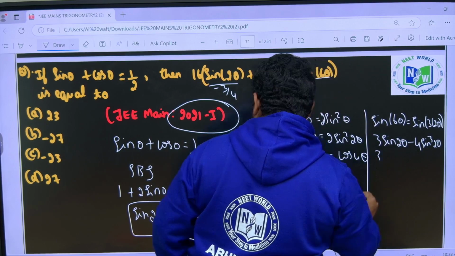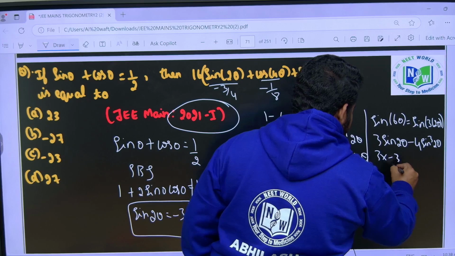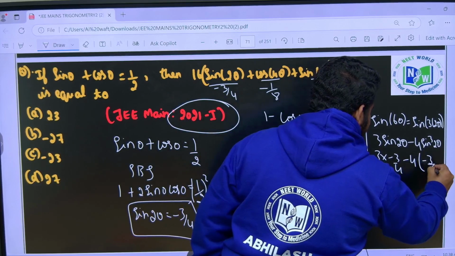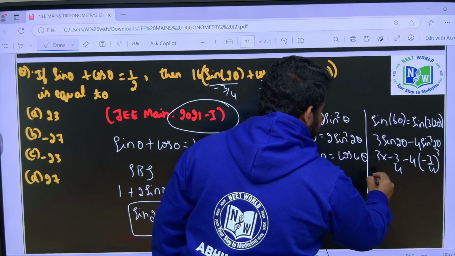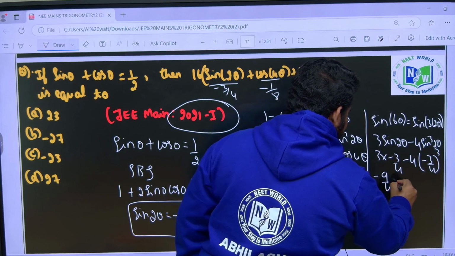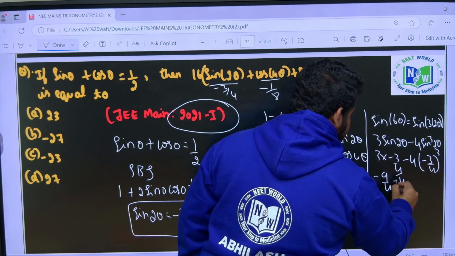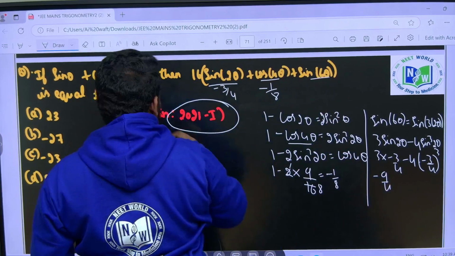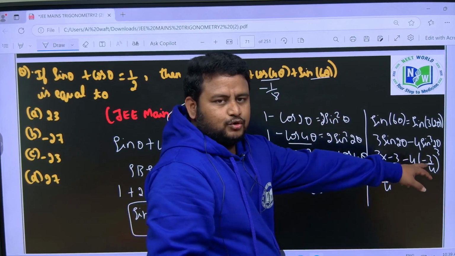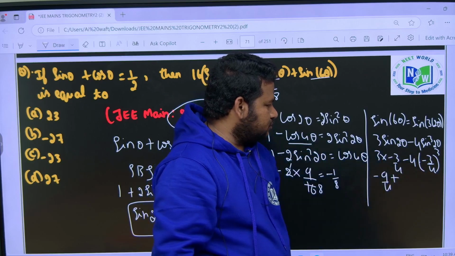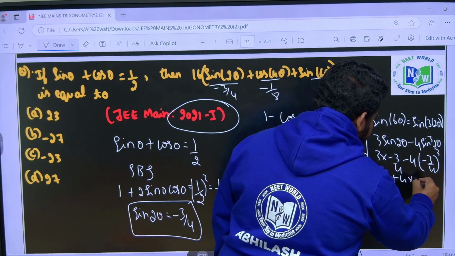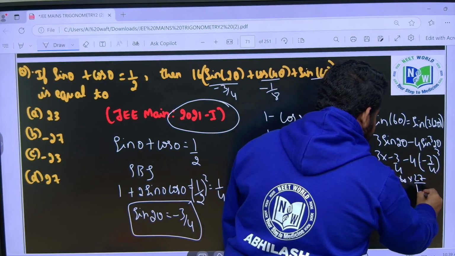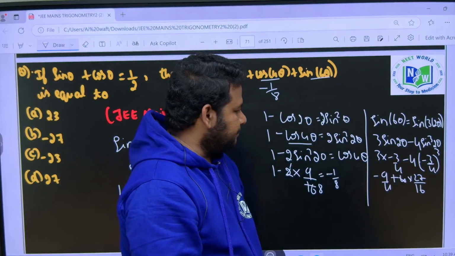This is 3 sin 2 theta, where sin 2 theta is minus 3 by 4, minus 4 sin cube 2 theta, that is equal to minus 3 by 4 whole cube. So this will be 3 into 3, minus 9 by 4, minus 4 into minus, this will become plus, friends, because if you cube a negative number, it will remain negative. So 4 into 3 cube is 27 by 4 cube, which is 4 into 4 into 4. I can cancel a 4, this will be equal to 16.